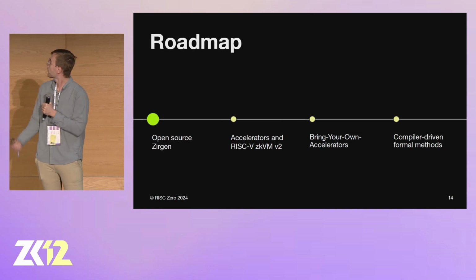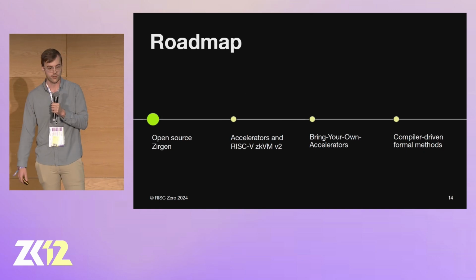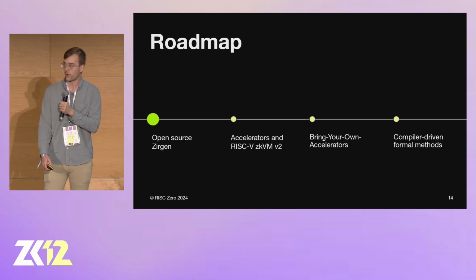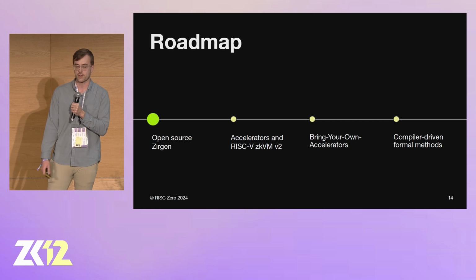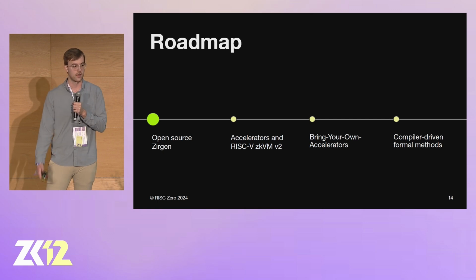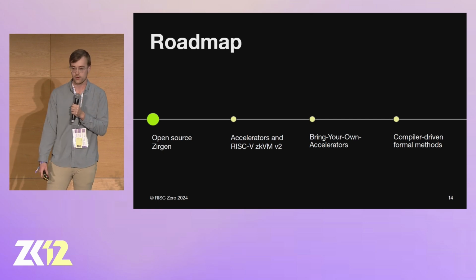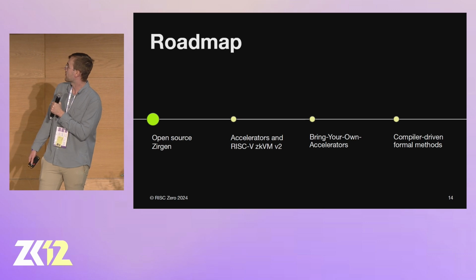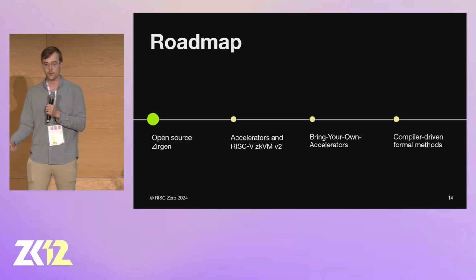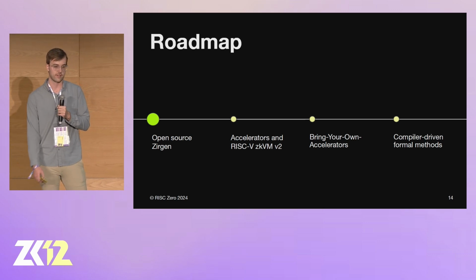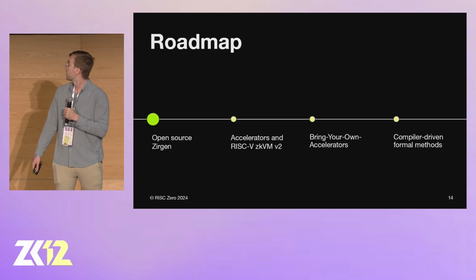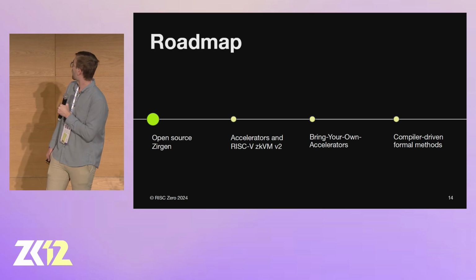So Zirgen was released as open source software just last month. And we have a couple of exciting things coming up for it. In particular, we have some accelerators in the works written in it, namely a Keccak accelerator to speed up proving of Ethereum, among other things. And we're also excited to provide some better support for users of the RISC Zero platform to write accelerators for the operations that they care about, even if we haven't written accelerators for them ourselves.